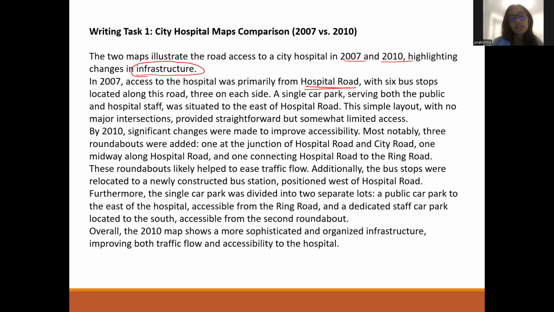In 2010, significant changes were made to improve accessibility. So why were these changes made, according to you? It was basically just to improve accessibility.